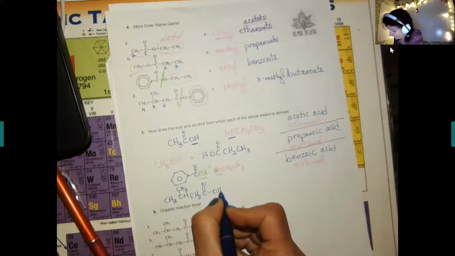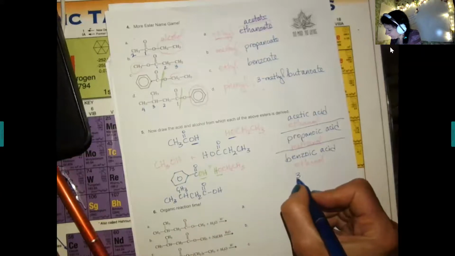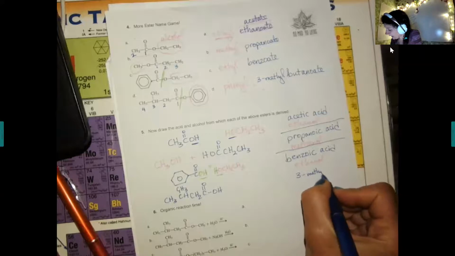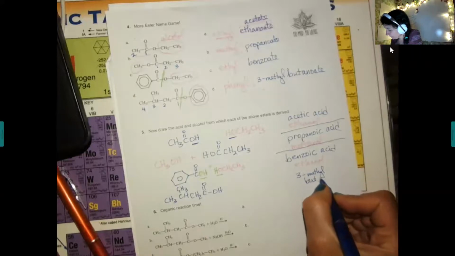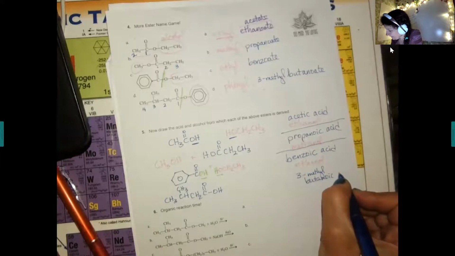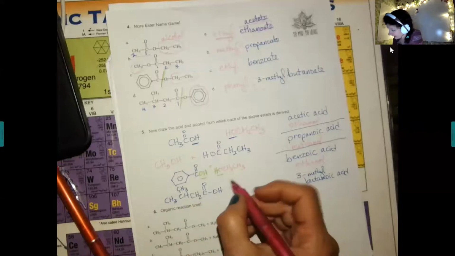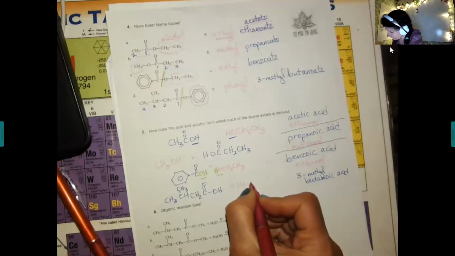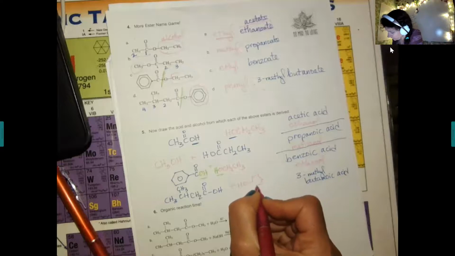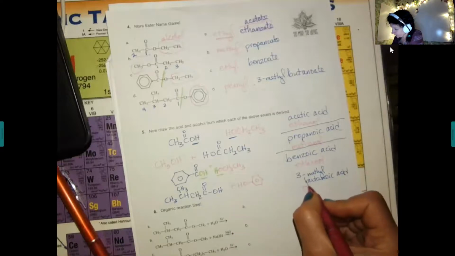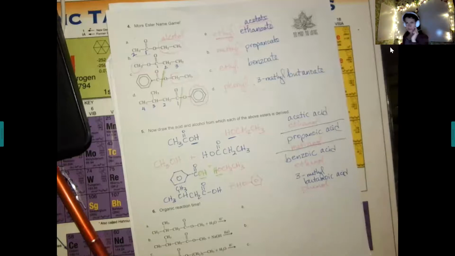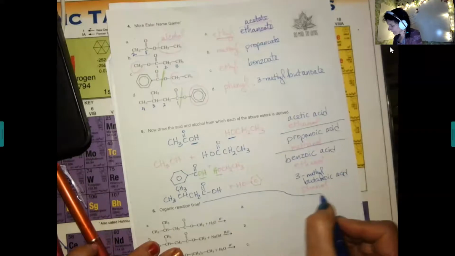And then we'd have an OH. So this would be 3-methyl butanoic acid. I don't know what the common name for this one would be, because there's 5 carbons. And then our other side is going to be phenol. So it's just straight phenol. So questions with that? It just takes practice, because they're really not that bad.